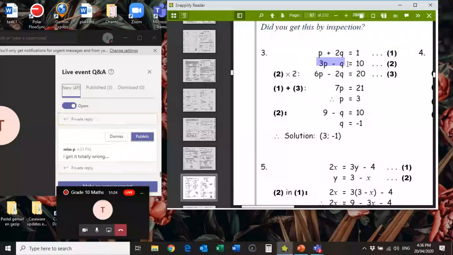So what I'm going to do is times this equation by 2. Why am I going to do that? Because can you see if it's plus 2 and minus 2, if I subtract these, then obviously it's going to eliminate the Q. Okay, so now we're going to times the second equation by 2. So it's going to be 2 times 3, which is 6.